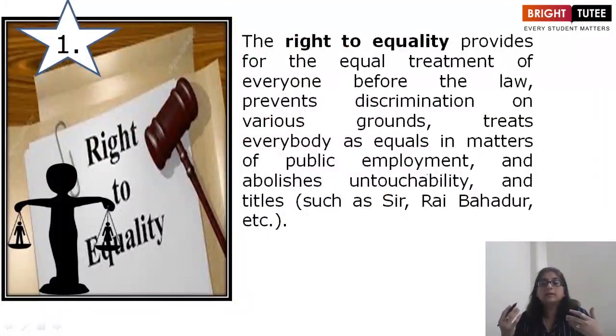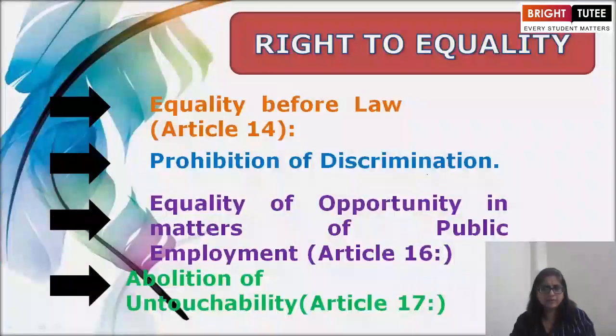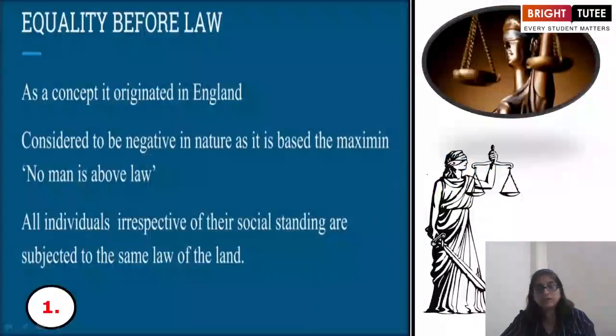Equality means all equal, the equal treatment of everyone before the law. And the Indian Constitution provides that the state shall not deny to any person equality before the law. It prevents discrimination on various grounds and treats everybody as equals in matters of public employment, and abolishes untouchability and titles such as Sir, Rai Bahadur, etc. Now, right to equality: equality before law, Article 14; prohibition of discrimination, Article 15; equality of opportunity in matters of public employment, Article number 16; and abolition of untouchability, Article number 17.